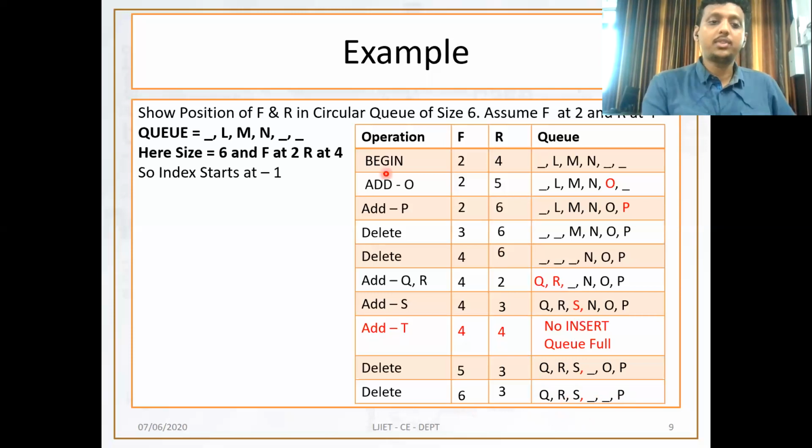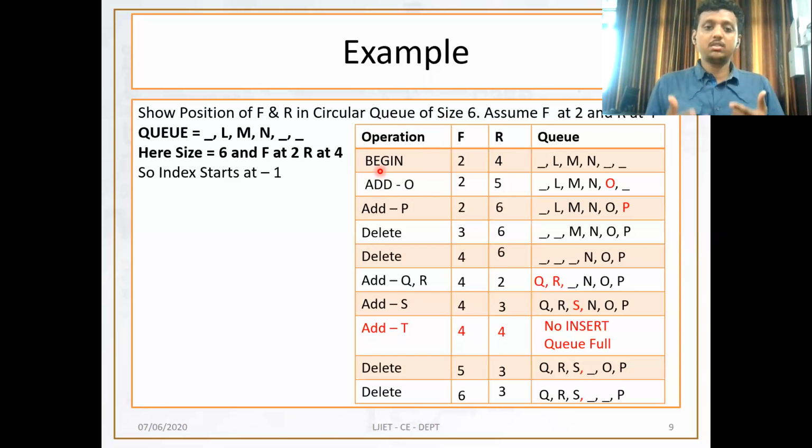So after performing each and every operation, I am just showing the position of F and R with the Q position or Q drawing. With the figure of Q or the elements of Q, I'm just showing the position of F and R after performing each and every operation on the circular Q. With this, you can learn how to show in the exam how the circular queue works.